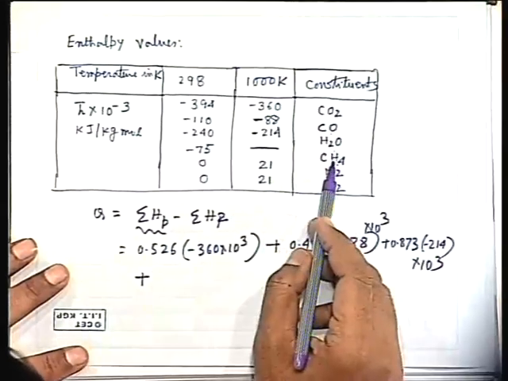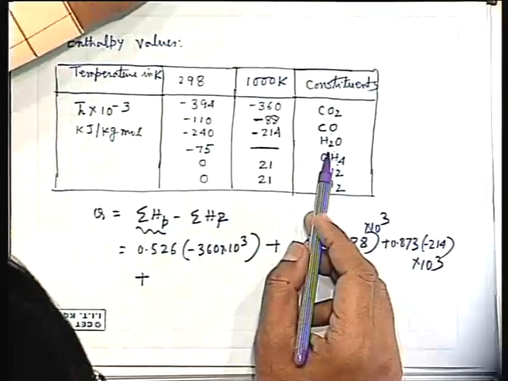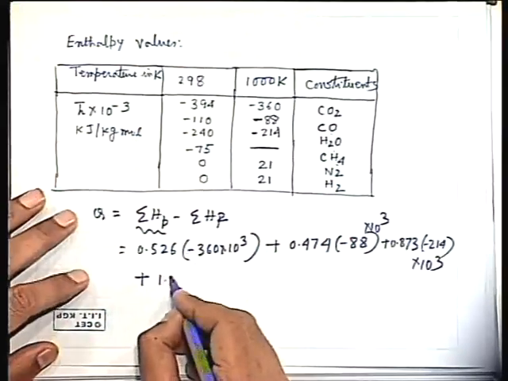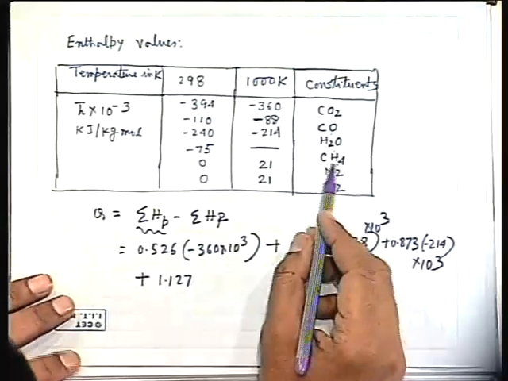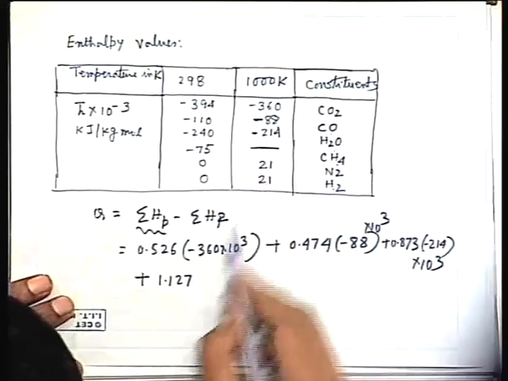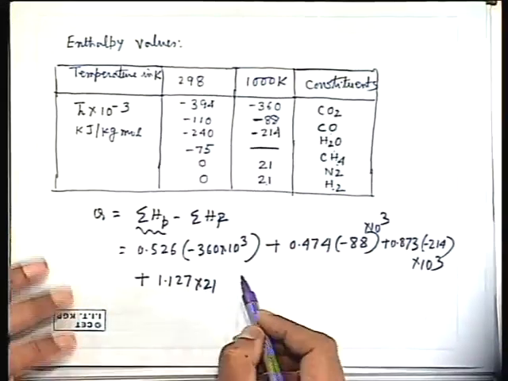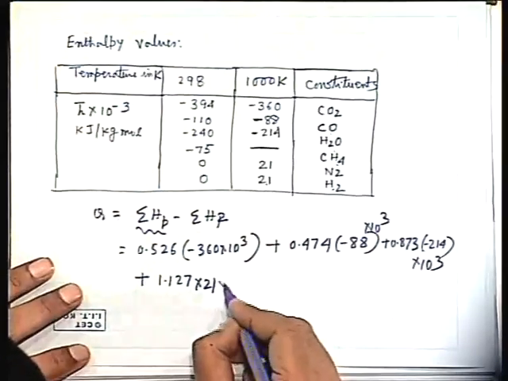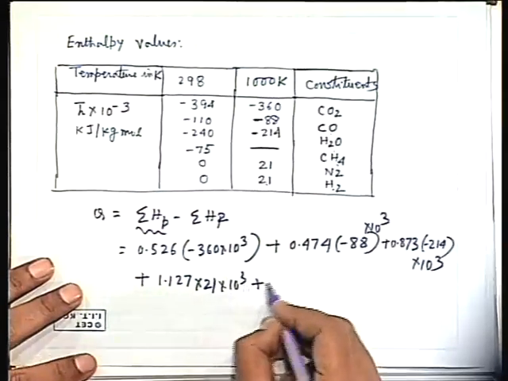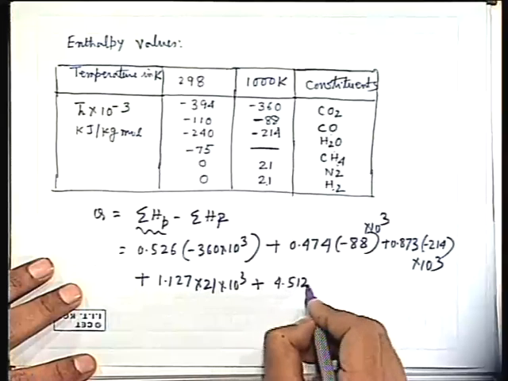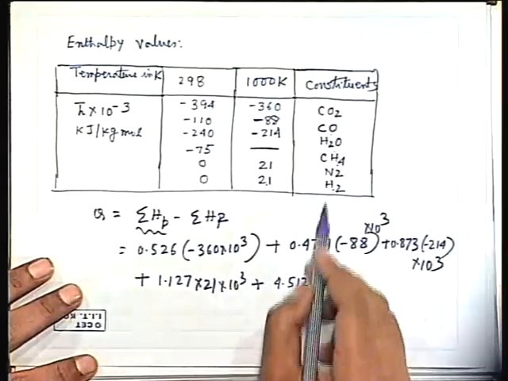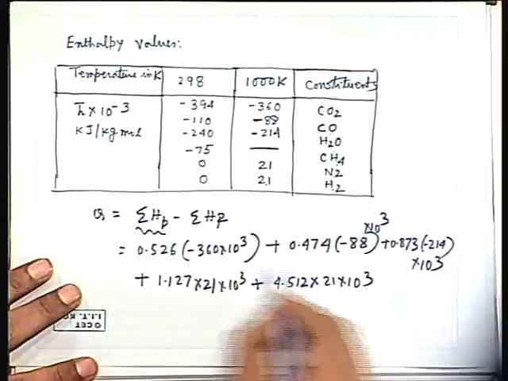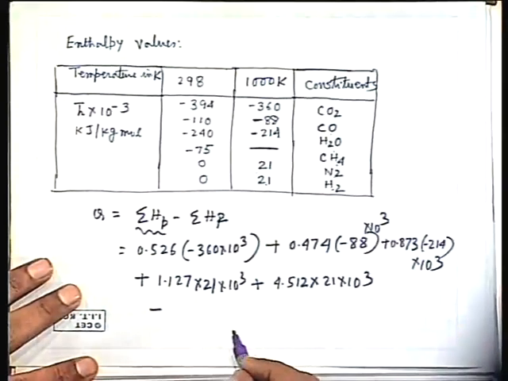It's a lengthy one. Plus, what is there? H2, number of moles 1.127. Where is H2? H2 is 21. These are all products. Now I am seeing the chemical equation and doing it: 21 into 10 to the power 3, plus 4.512 into N2. What is N2? 21 into 10 to the power 3. So this is sigma HP minus sigma HR.